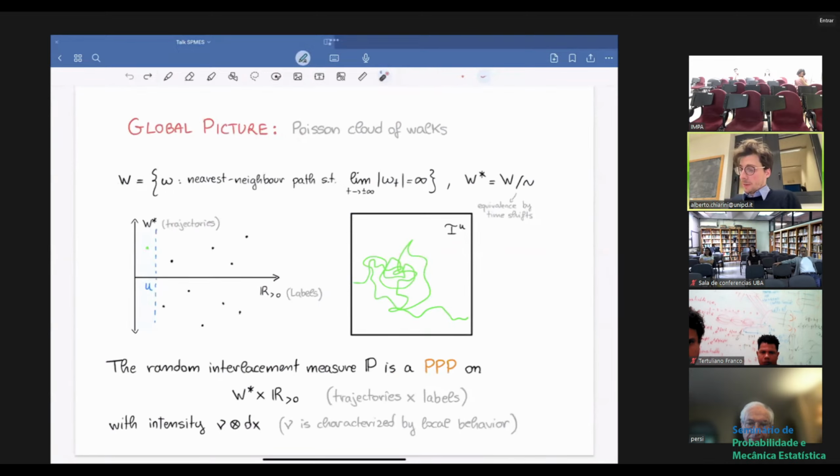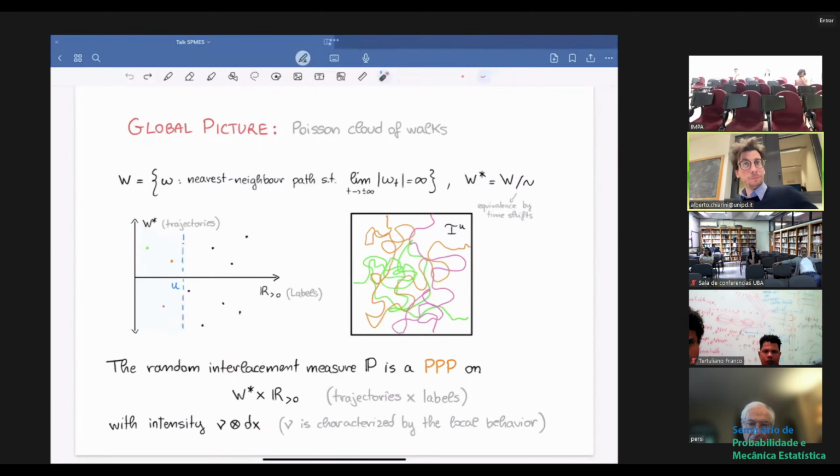This is possible, and then so we have this Poisson point process of trajectories in the space of nearest neighbor paths that come from infinity and go to infinity, and the positive real line. This is for the labels. And then we have these points, and the random interlacements below at level U will be given by such points. Each point is a trajectory. This is the green point. And if we increase the level, we are just throwing more and more trajectories.